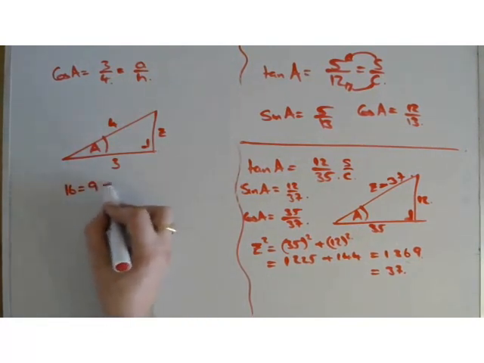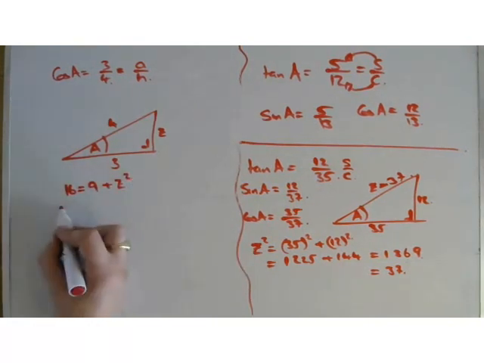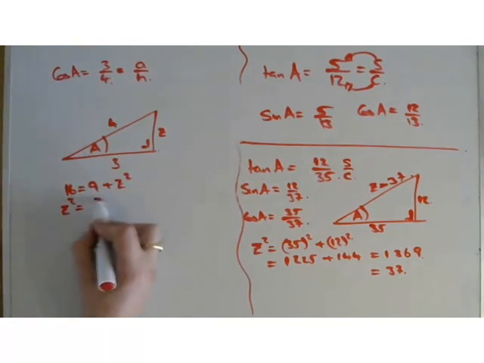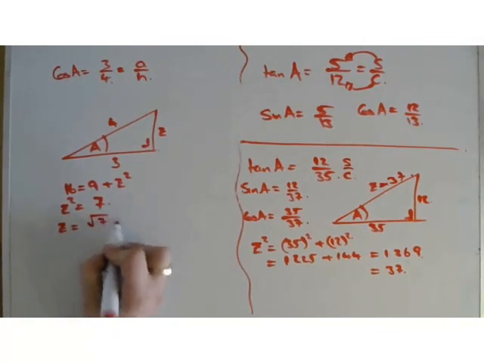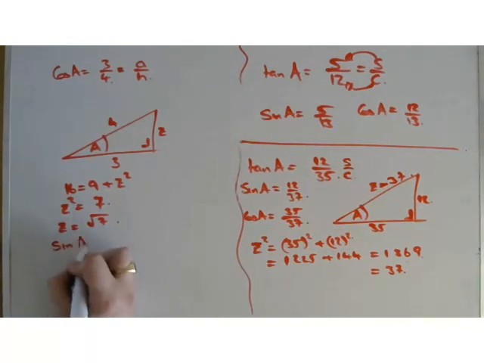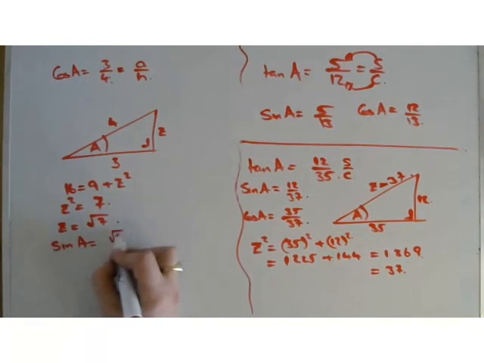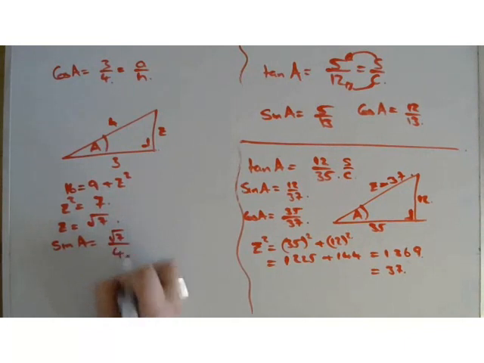So 16 is 9 plus z squared. Z squared is 7. So z is root 7. That means that the sine of A is root 7 over 4.